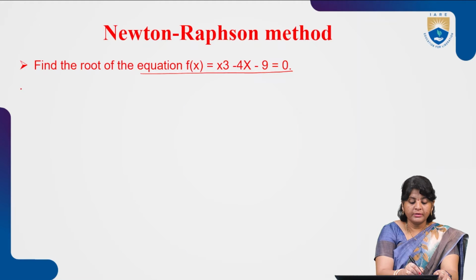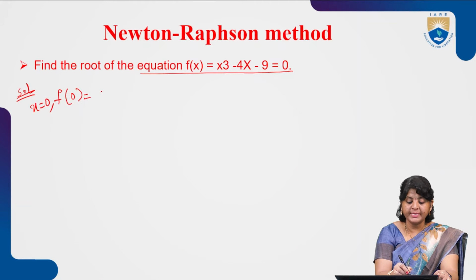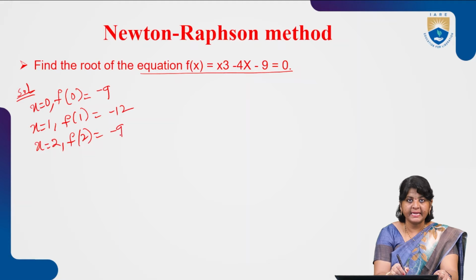For the first step, we need to find the initial guess. Here, when x is equal to 0, f of 0 is minus 9. When x is equal to 1, f of 1 is minus 12. When x is equal to 2, f of 2 is minus 9. When x is equal to 3, f of 3 is 6, which is a positive value, and the earlier ones are negative values.